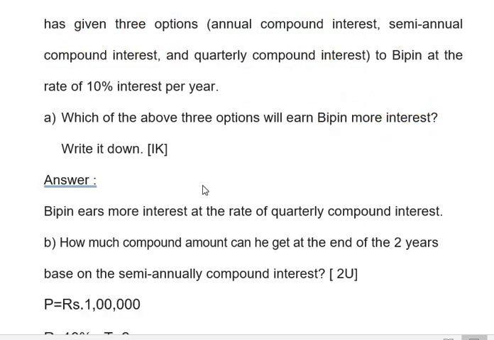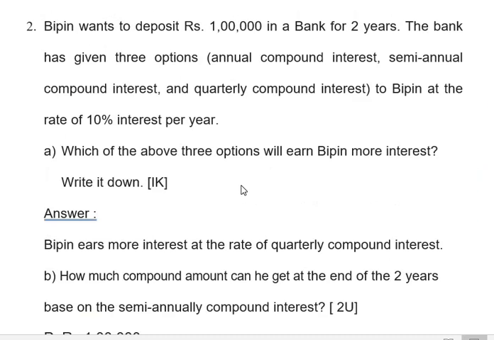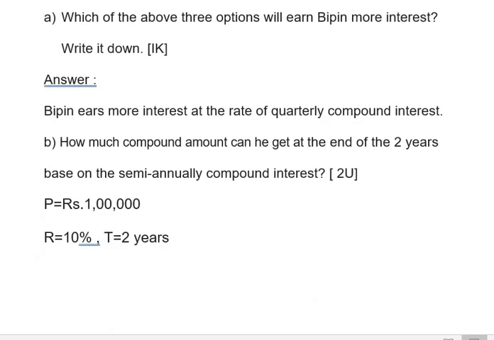So you are the advisor. Which of the above three options will earn Bipin more interest? It is clear Bipin earns more interest at the rate of quarterly compound interest. Quarterly compound interest.